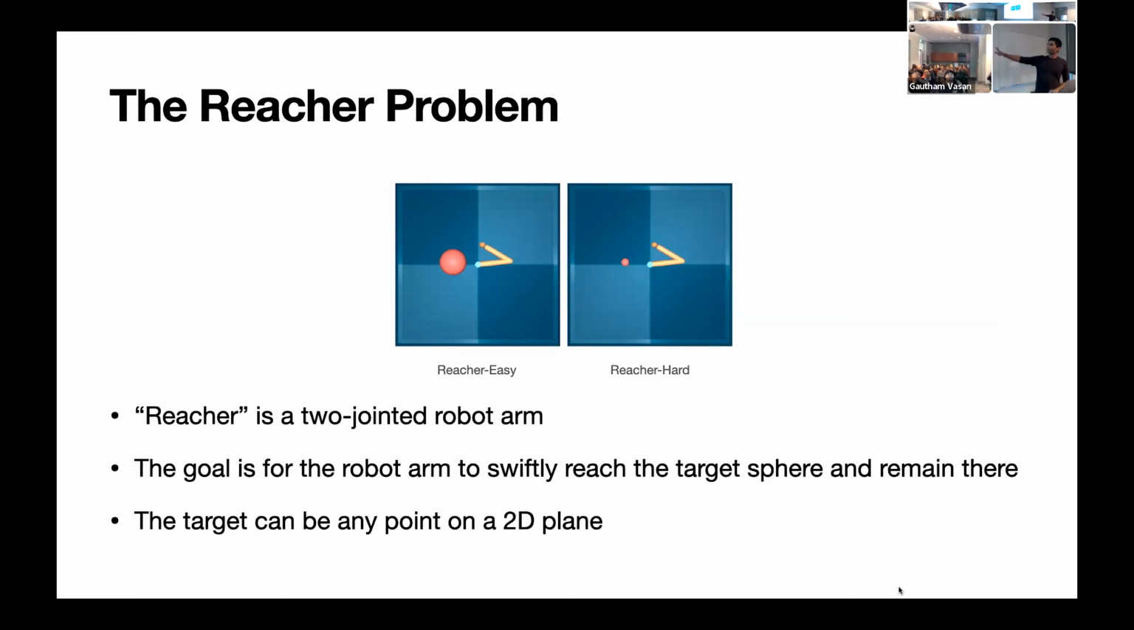This is a classic benchmark task. You have a 2-degree of freedom robot arm, and the abstract goal has 2 parts. First is for the fingertip to reach this target as soon as possible. And once it reaches the target, it has to stay there. This target can be anywhere in this arena. And you notice that there are two variants of this task, an easy one and a hard one. For the easy, the target is quite big, so the tolerance is quite high. But for the hard version, the target is pretty small.